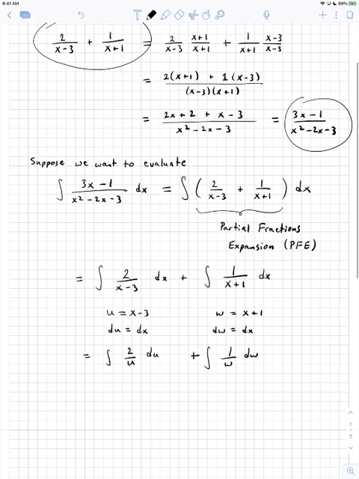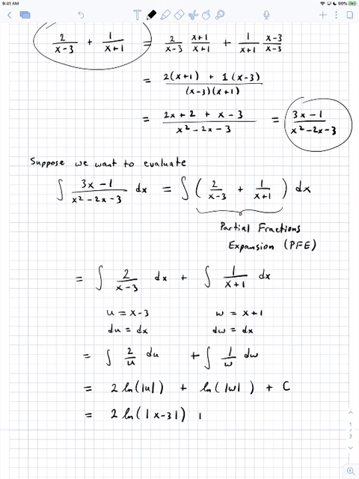And both of these have elementary antiderivatives. 2 times ln of the absolute value of u plus ln of the absolute value of w plus a constant. And now we just plug back in: 2 times ln of the absolute value of x minus 3 plus ln of the absolute value of x plus 1 plus a constant.